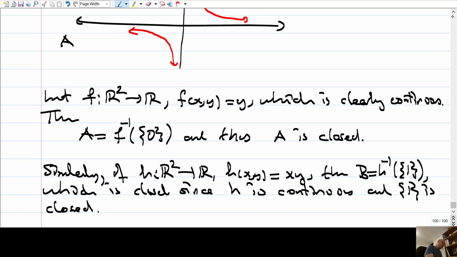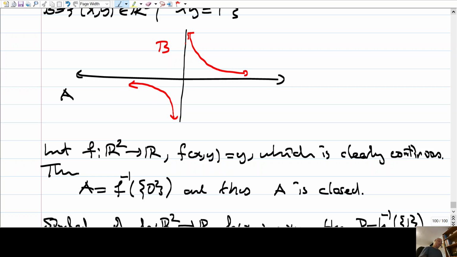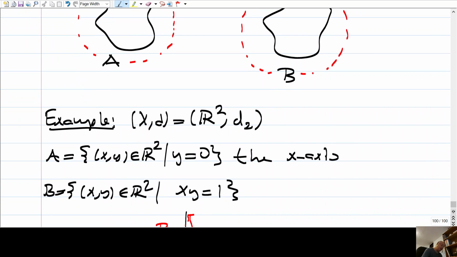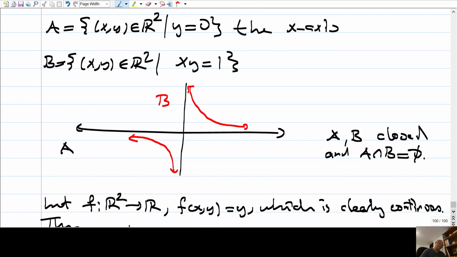So I have two closed subsets, A and B, and clearly they are disjoint, right? And I am in a metric space, so there should be two open sets which separate A and B. Because whenever I have two disjoint closed subsets in a metric space, I should be able to find open sets which separate A and B. Where are these open sets? In this case, I have to find two disjoint open sets. How can I do this? Well, I can choose those open sets as follows.